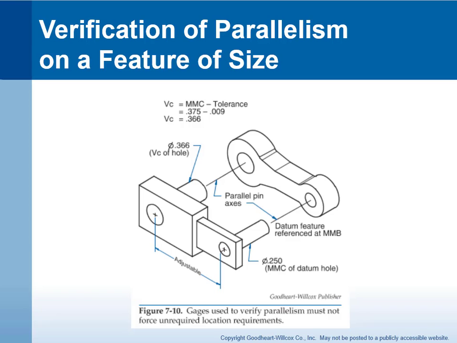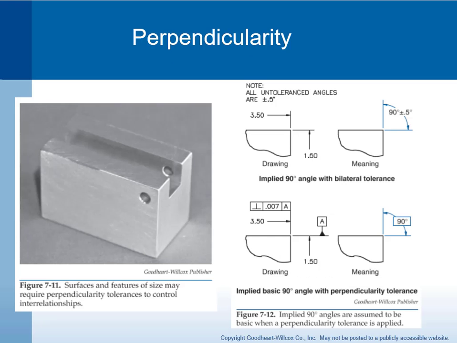Okay, so let's talk a little bit about perpendicularity. On a drawing, if we put a drawing out like this, we're implying that there's 90 degrees between these two sides. And if we look at the block tolerance, the block tolerance on an angle is plus or minus half a degree. Here is what that means: here's this size, here's this size, and the angle between those two features will be 90 plus or minus half a degree based on the block tolerance.